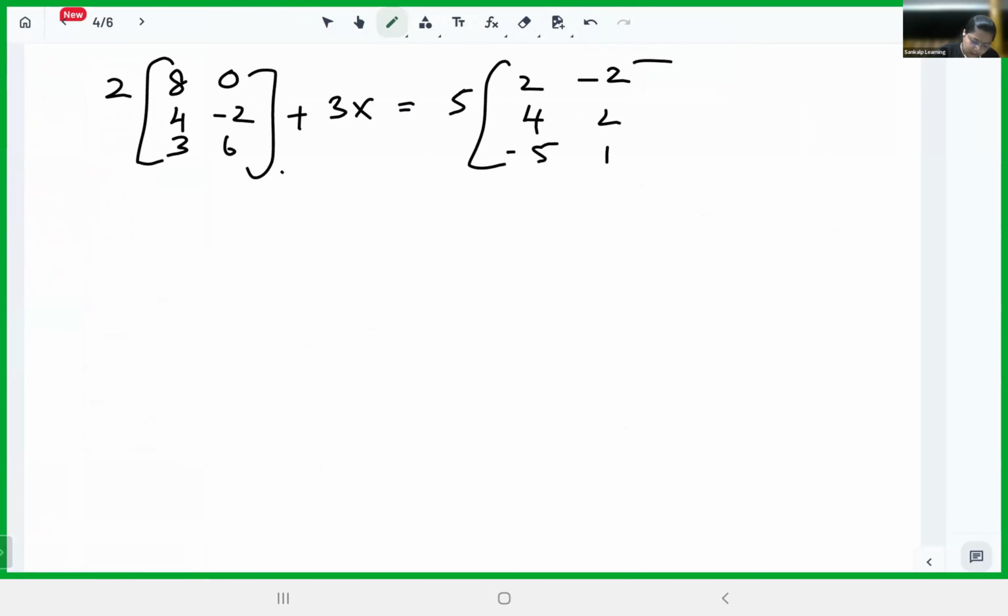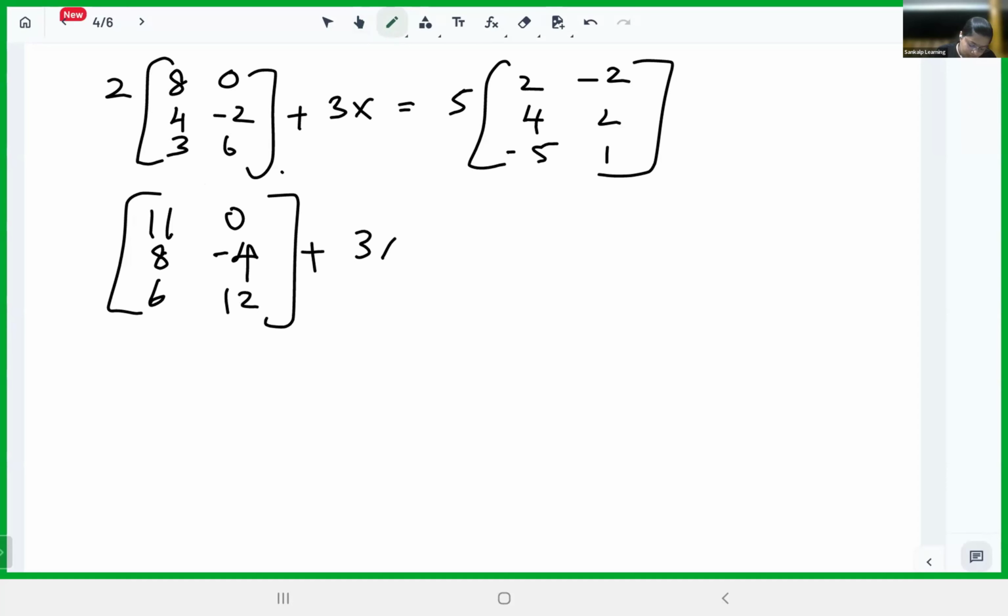Okay, so 2 into 8 will give you the first element, 16. 2 into 0 is 0, then 2 into 4. I hope it is clear to you all. 2 into 4 is 8. 2 into minus 2 is minus 4. Then 2 into 3, then 2 into 6. Then you will get the corresponding elements. So 2 into 4 is equal to 8, 2 into minus 2 is minus 4, 2 into 3 is 6 and 2 sixes are 12. Plus 3 into X is equal to 5 into the matrix B.